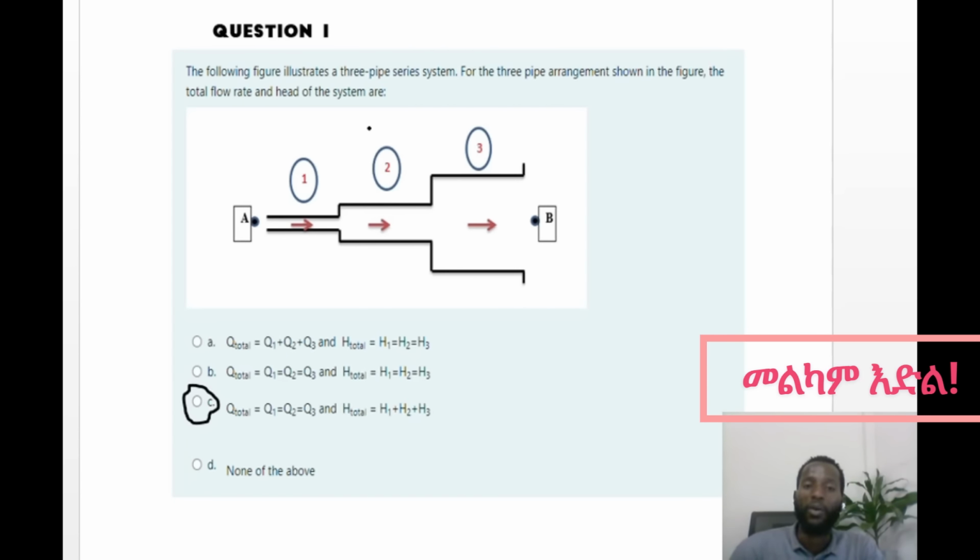So if the pipes are connected in series, the formula to calculate the total flow rate is that the total flow rate equals the individual flow rate, and the total head loss is equal with the summation of the individual head losses.